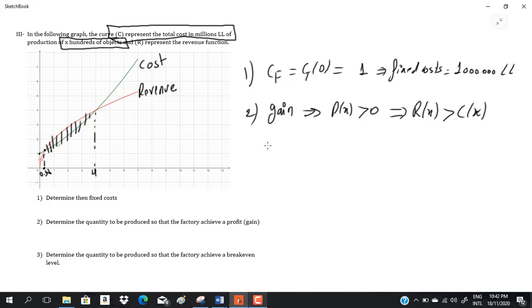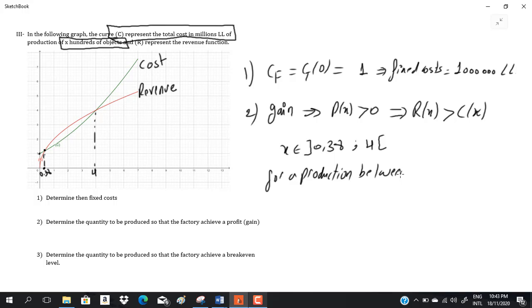Okay, so revenue is greater than the cost when X belongs to the interval 0.38 till 4. But X is in hundreds of objects, so I should multiply this by 100. So for a production between 38 and 400 objects. For sure 38 and 400 are not included, that's why we said between.